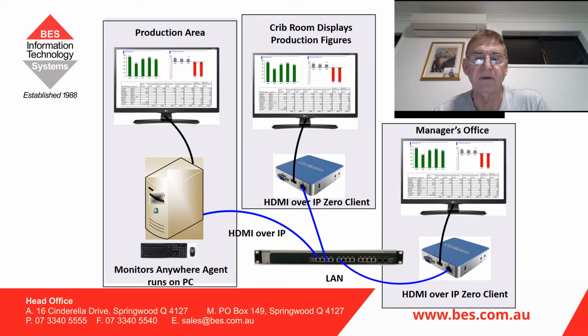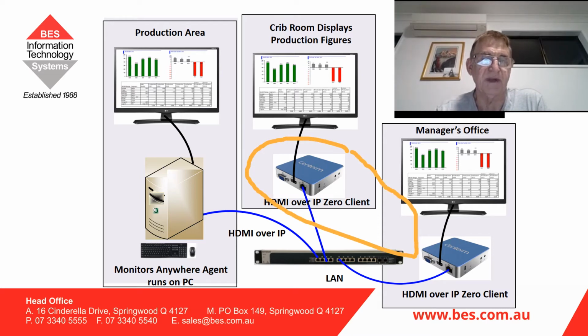But now we have an alternative called HDMI over IP, and we've got HDMI over IP0 clients, which I'll talk more about. It starts off as an agent which runs on a PC connected to our LAN, and then multiple HDMI over IP0 clients, with their own connected monitors, can show it in different areas. So it could be a monitor in the lunchroom, one in the manager's office. Obviously, it's all dependent on the speed of the network, and I cover that off later on.